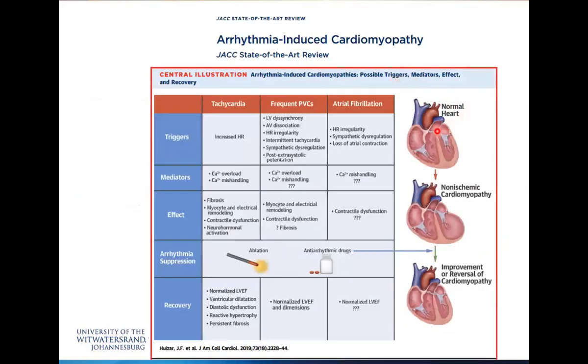Just to illustrate this further, you start off with a normal, undilated heart that contracts well. Then you have a trigger, which, as we're saying for today's topic, is an arrhythmia or a tachycardia, whether it's atrial fibrillation or frequent premature ventricular complexes. The mediators then are calcium mishandling and a number of effects, which at the end cause a dilatation of the heart, and you get this dilated cardiomyopathy.